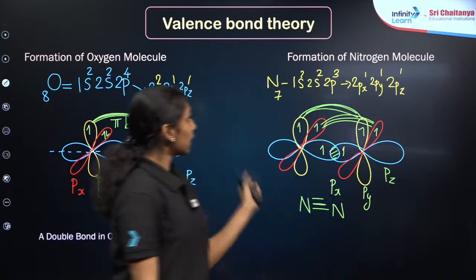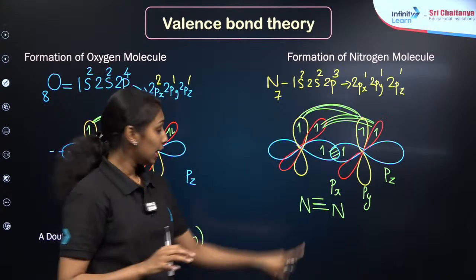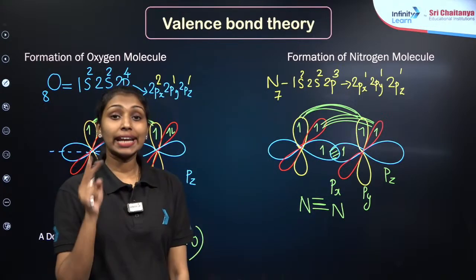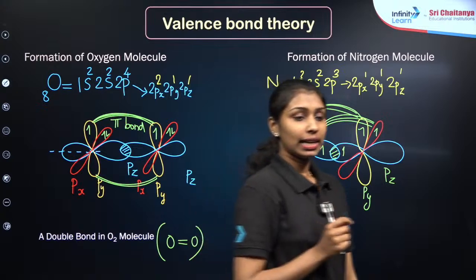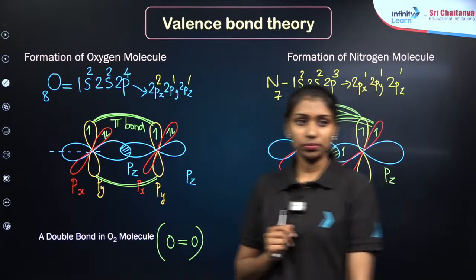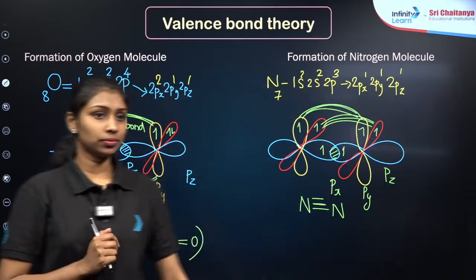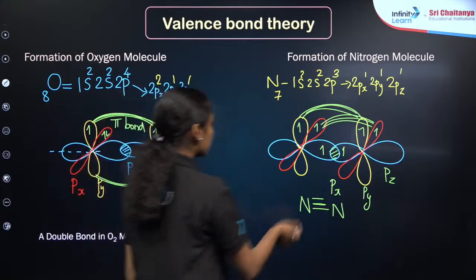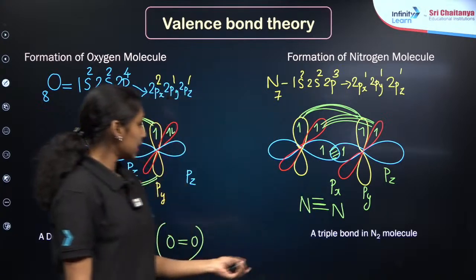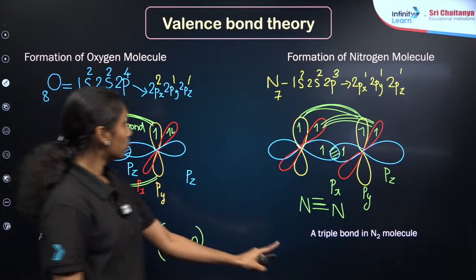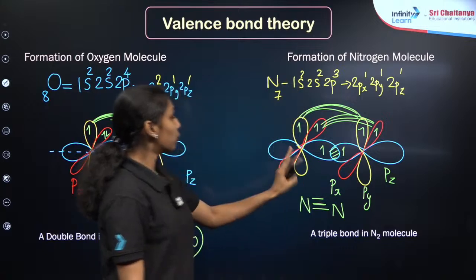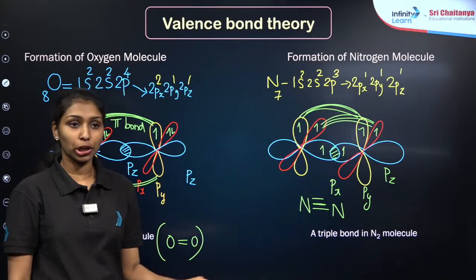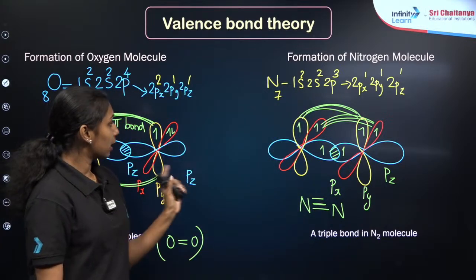So if you are considering the nitrogen molecule, there will be 3 bonds. The first bond represents the sigma bond and the other 2 bonds represent the pi bonds. Clear? Yes, 1 sigma and 2 pi bonds. So we can say that a triple bond is formed in the case of the N2 molecule. This is the explanation of the structure of the triple bond of the N2 molecule according to the valence bond theory. Clear?